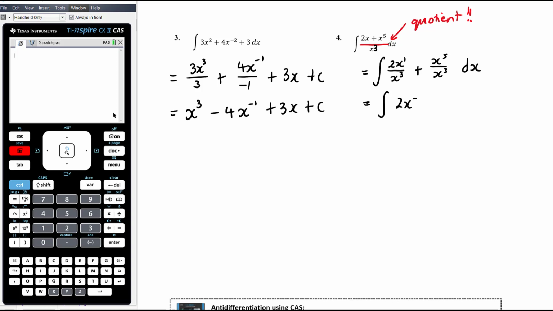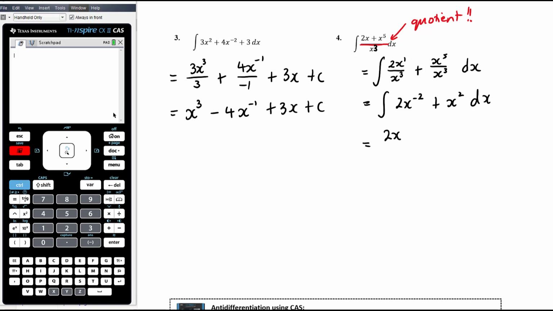So now when we subtract the power, that'll be 2x to the negative 2. And then this will be plus x to the 5 on x cubed, which is just x squared. So we haven't done any anti-differentiating. All we've done is simplify the expression to a point where we've only got addition and subtraction between terms. Any multiplication is just multiplication by a number. That's fine. It's not multiplication of two functions. And now we can anti-differentiate each part separately.